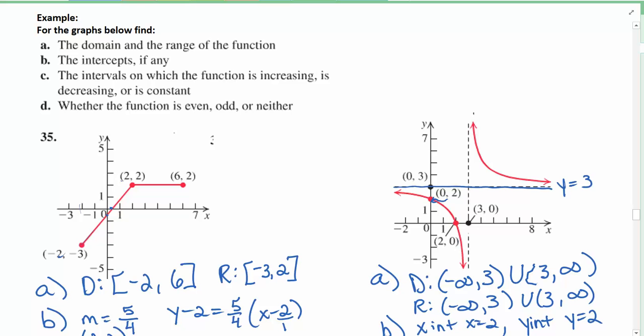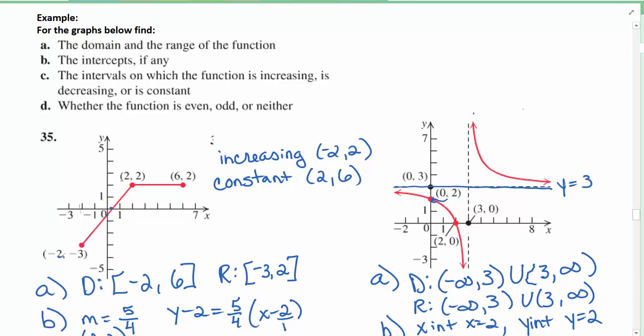Intervals on which the function is increasing, decreasing, and constant. So I'm going to just write it off to the side. This is increasing. Remember, you always give the x interval, from -2 to 2. So we say -2 to 2. And constant, meaning that it always takes on the same y value. So it's constant over the x interval from 2 to 6.